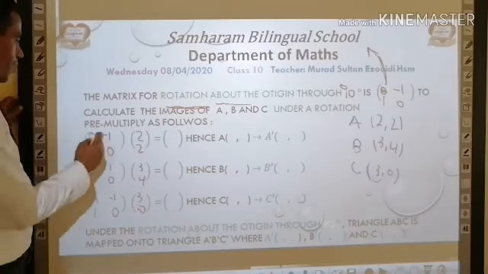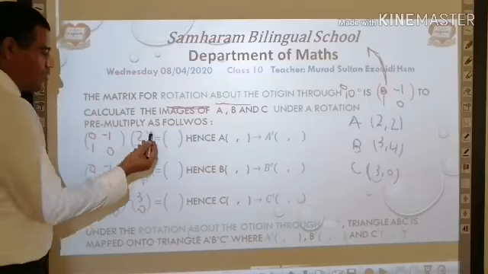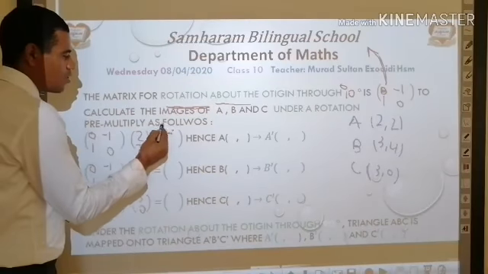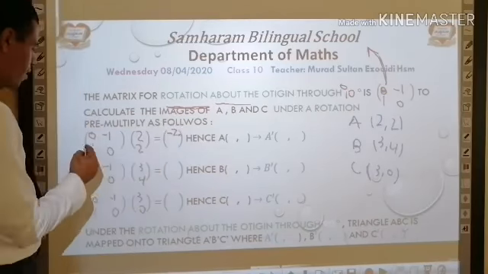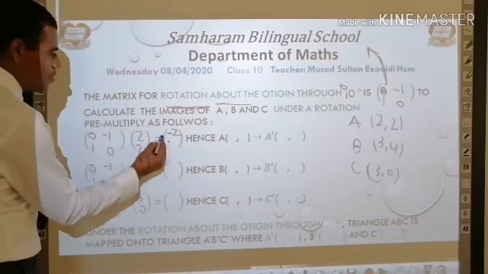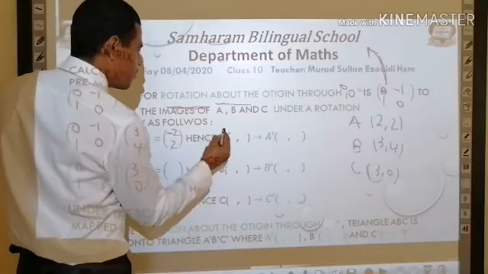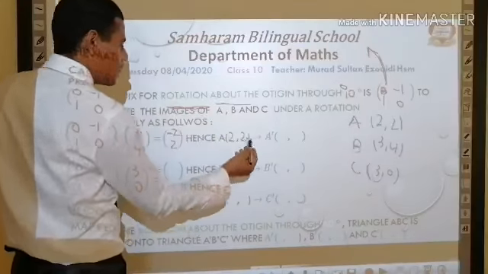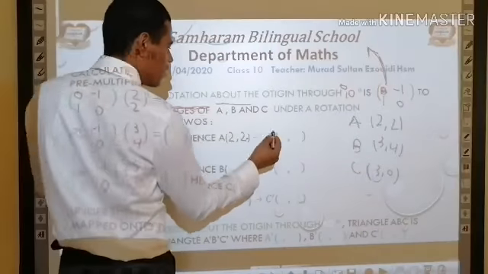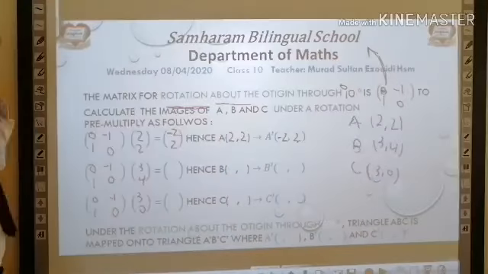0 multiplied by 2 is 0. Negative 1 multiplied by 2 is negative 2. Negative 2 plus 0 is negative 2. 1 by 2 is 2, plus 0 by 2 is 0, 2 plus 0 is 2. So hence the coordinates of A, 2, 2, map to A prime of coordinates negative 2, 2.